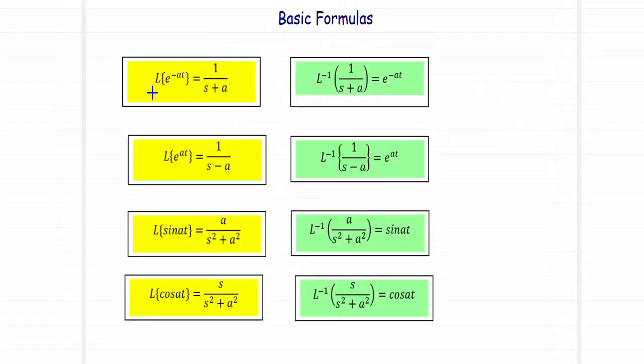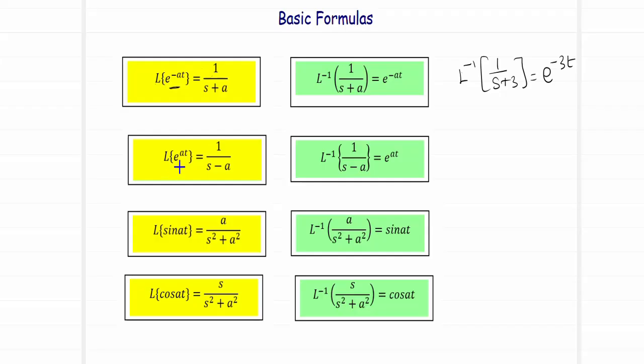The basic formula for Laplace of e power minus at is 1 by s plus a. So when I want e power minus at, I operate with inverse Laplace. When this L goes to the opposite side, it acts as a Laplace inverse. So Laplace inverse of 1 by s plus a becomes e power minus at. So can we say what is Laplace inverse of 1 by s plus 3? This will be e power minus 3t.